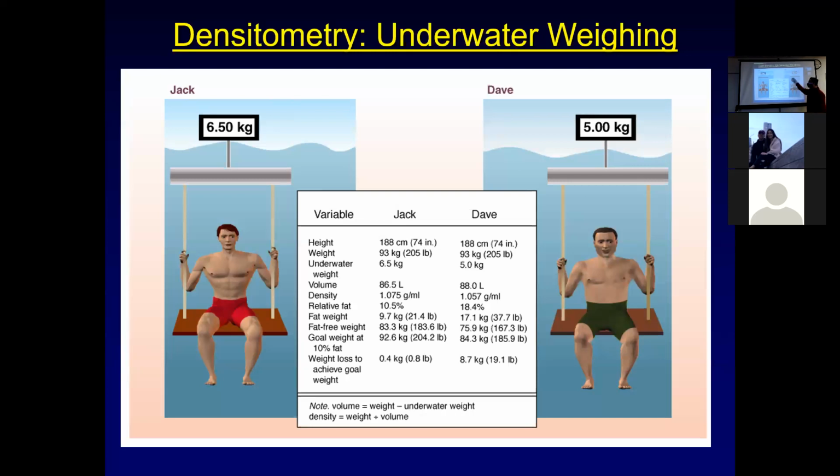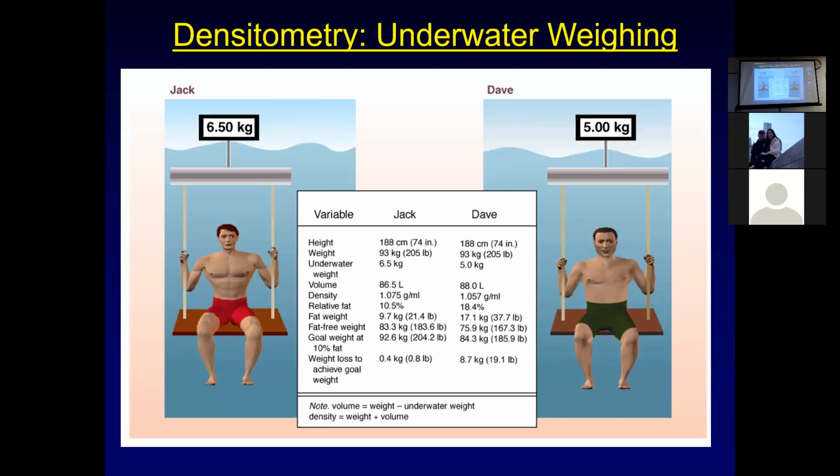And so then we can do some calculations. Dave is less dense than Jack. He occupies more space, right? But he is less dense. And so relative body fat, in this particular example, Jack is 10.5, Dave is about 18.5. Okay? So if you weigh more underwater, you probably have more muscle, more bone mineral density, less fat. This is sort of the true use of Archimedes' principle in some ways to do all of this.